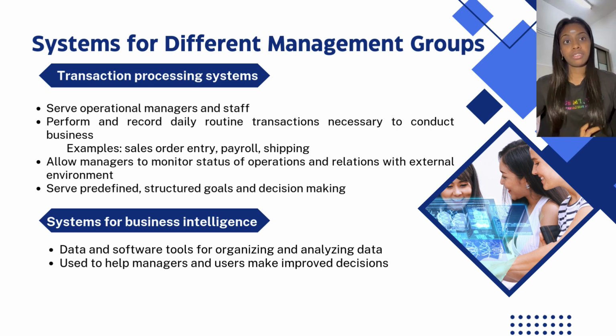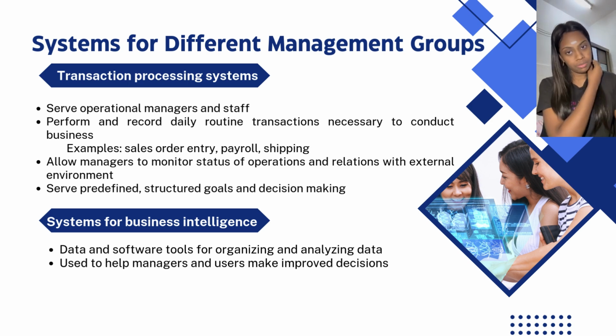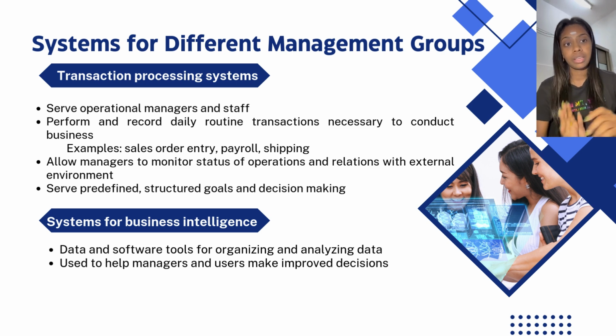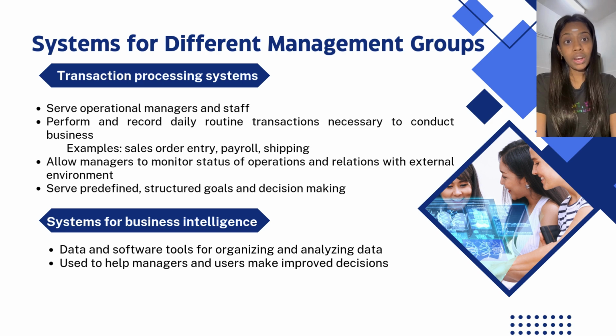There are 5 types of systems for different management groups. The first one is transaction processing systems. Second one is systems for business intelligence. Third one is management information systems. Fourth one is decision support systems. And the fifth one, executive support systems. Organizations typically have a hierarchical structure with different management levels, each with distinct roles and responsibilities. Information systems are designed to provide relevant data and insights to each level, enabling them to perform their duties effectively.